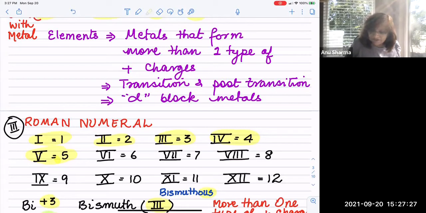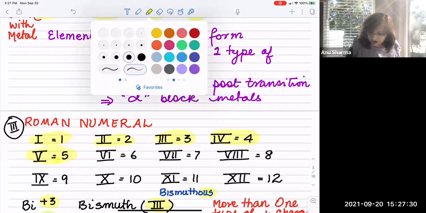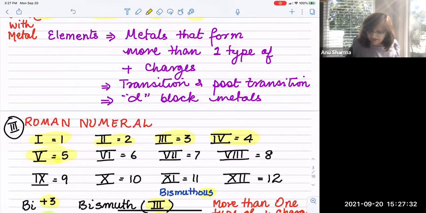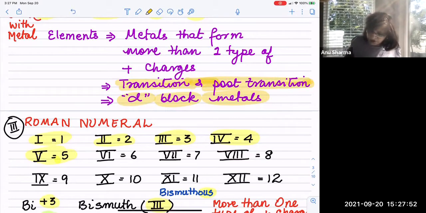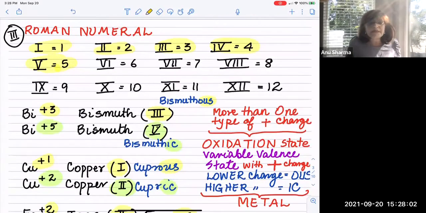These are the transition and the inner transition elements. So we see that the transition elements, the D block and the F block, can make more than 1 type of positive charge, but the F block is not very common. So that's why we ignore it, for this course at least. We are just going to look at the metals present in the D block, which can form more than 1 type of charge. Now, first of all, how do we represent them?